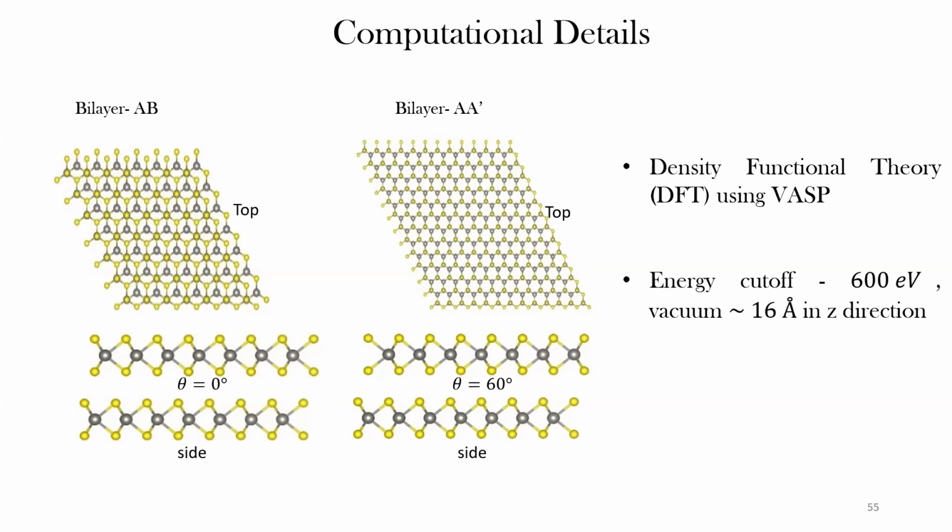If you look here, this gray atom corresponds to the transition metal and these yellow atoms correspond to sulfur atoms. So in AB stacking, we have some displacement between two layers, like there's a relative twist angle of 0 degrees. And in AA' stacking, we have a relative twist angle between two layers of 60 degrees. Next.